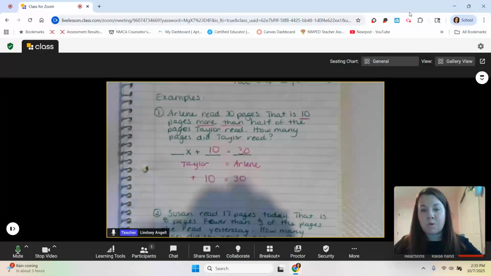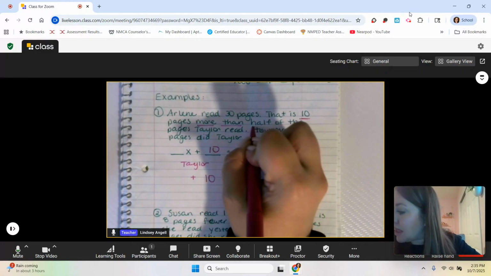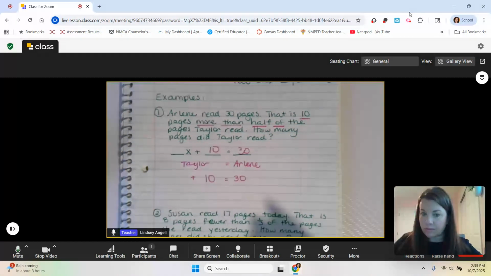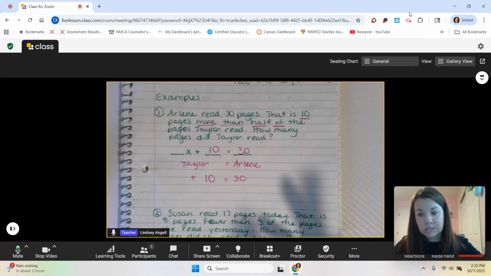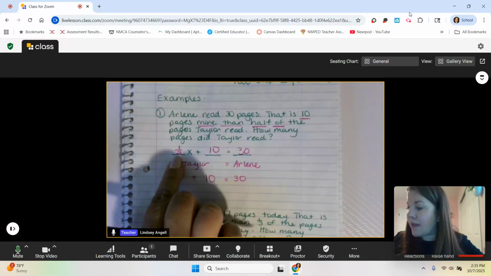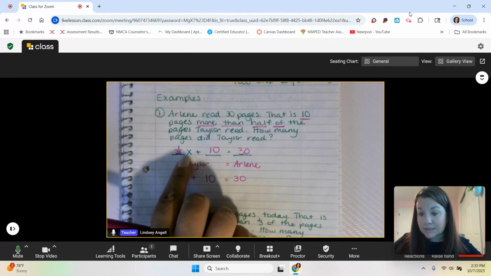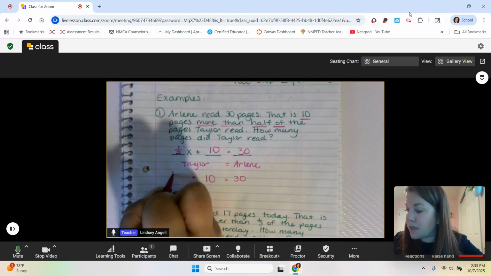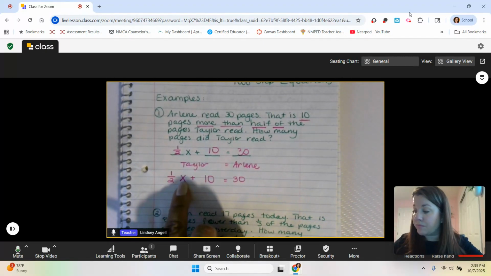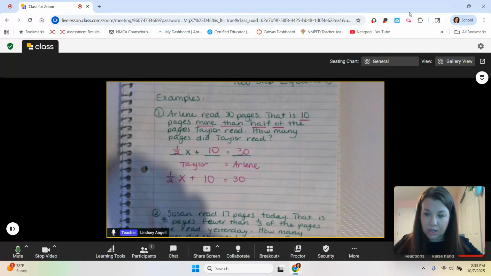Okay? 10 pages more than half of the pages that Taylor read. Half. Well, what's half? 1 over 2, right? Half of means to multiply. If you have half of something, it's like multiplying it by half or cutting it in 2. So we could say that this is half of the pages that Taylor read. X is representing Taylor's pages. That's our unknown, so that's our variable. So this would be our final equation. Half of the pages that Taylor read, 10 more than that, and that's equal to 30, okay?